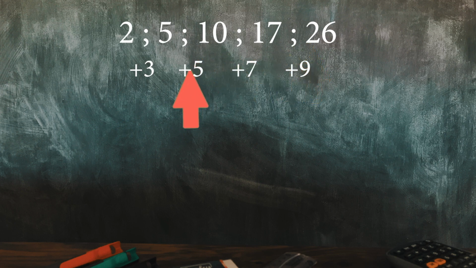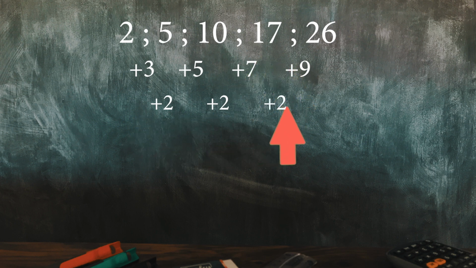Well, we are simply going to subtract these consecutive answers one more time. So 5 minus 3 is a positive 2. 7 minus 5 is a positive 2. 9 minus 7 is a positive 2.